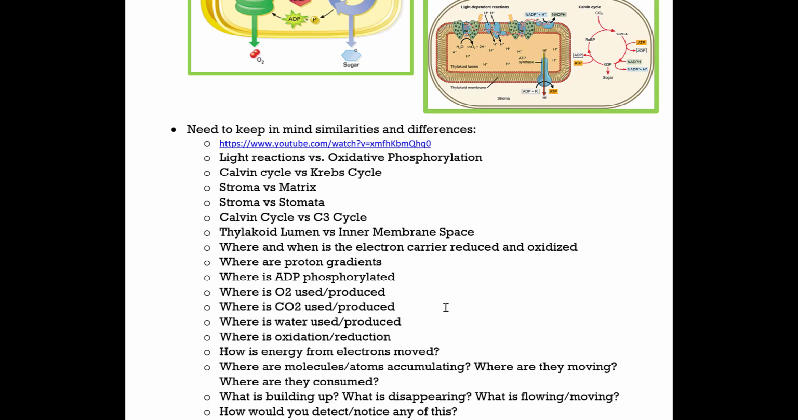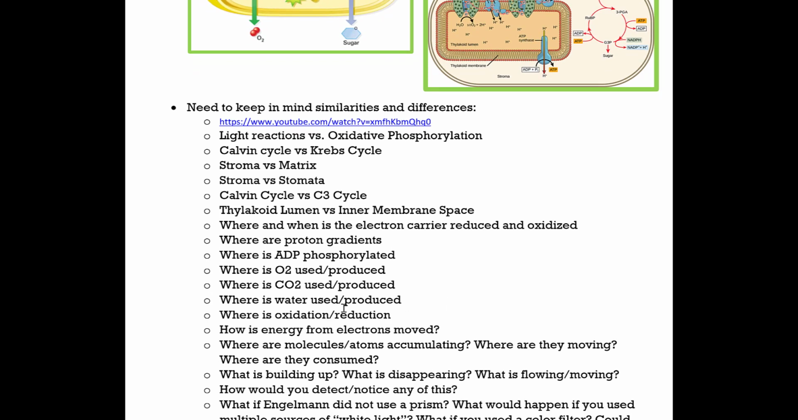Water is used or produced in photosynthesis during the light reactions. In photosystem 2, water will be split. It's hydrolysis or photolysis. Water is broken. You'll hear it called that. Water is donating electrons to the reaction center of photosystem 2, and the byproduct is oxygen.